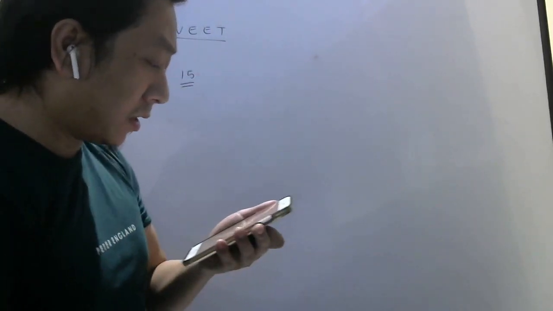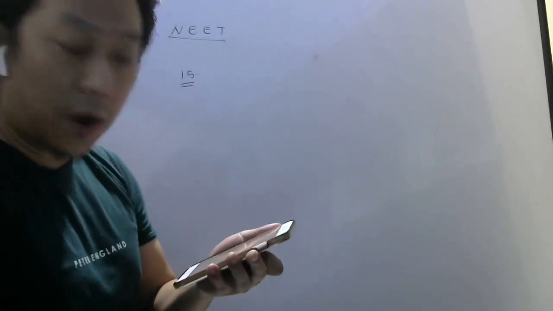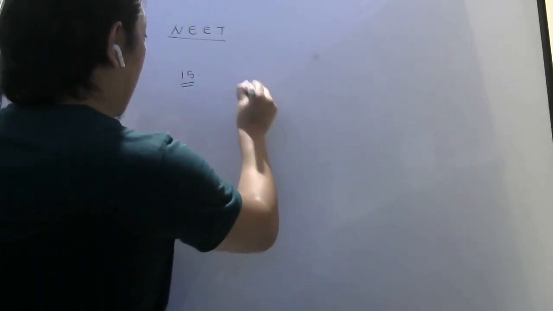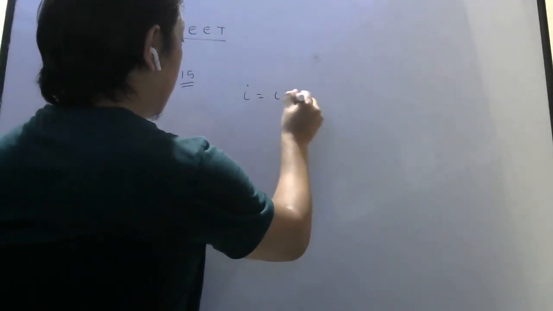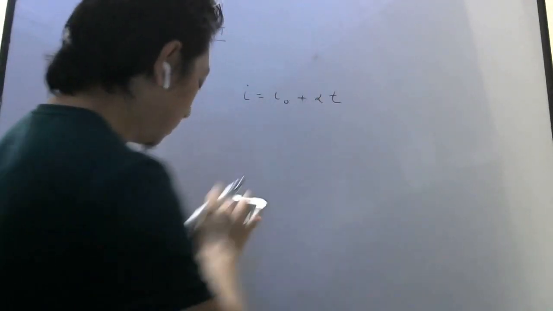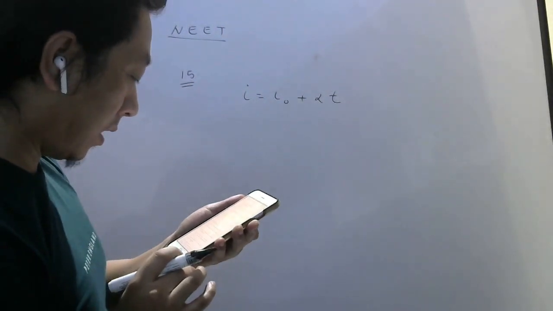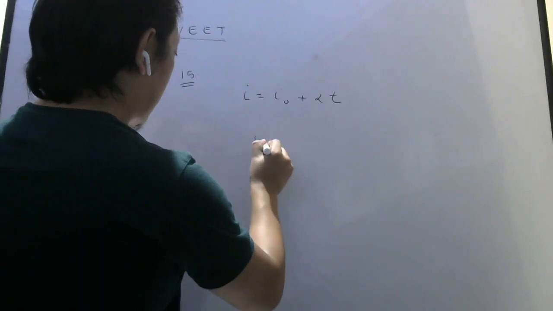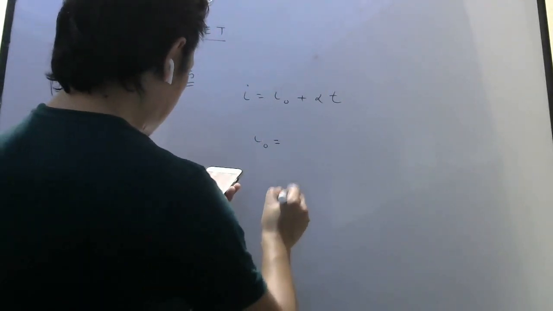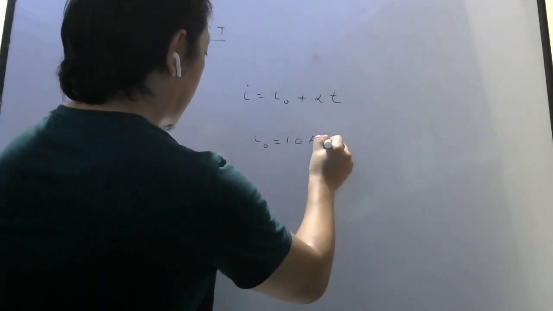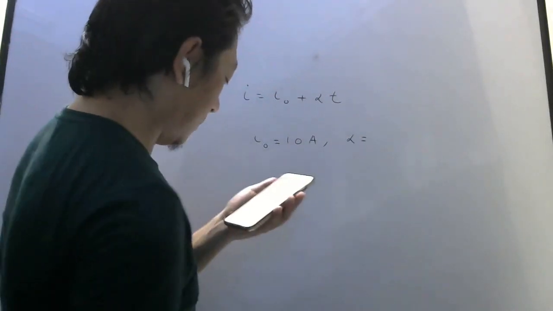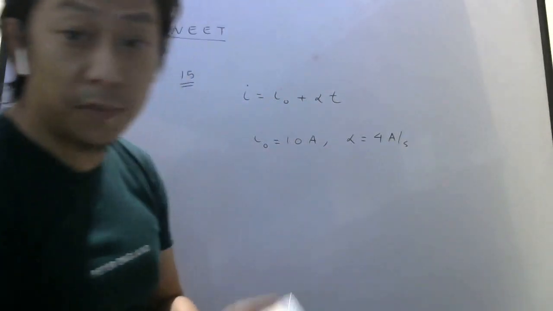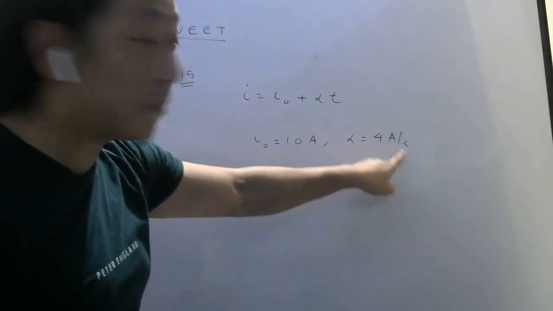It says the current through a wire depends on time as follows: I equals I naught plus alpha t. Here alpha and I naught are constants. I naught is given as 10 amperes and alpha is given as 4 amperes per second. Why is the unit ampere per second?